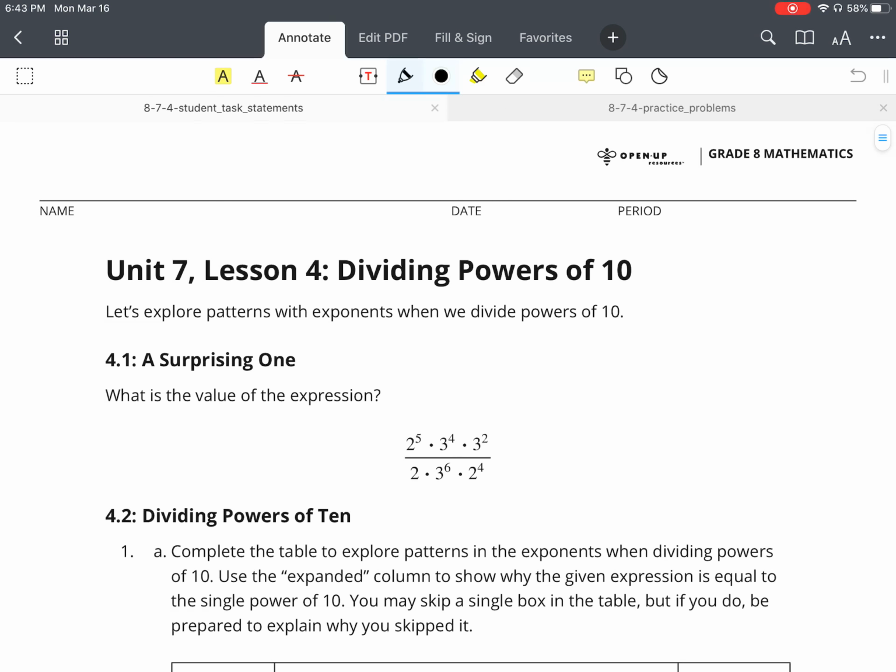Alright, so for today's lesson, we're going to be looking at lesson 4, dividing powers of 10. We're going to be exploring patterns with exponents when we divide by powers of 10.